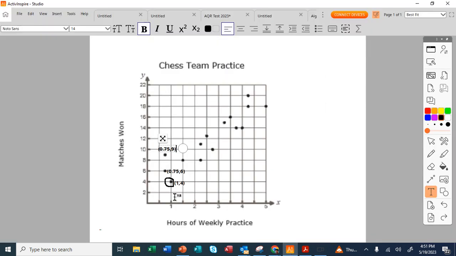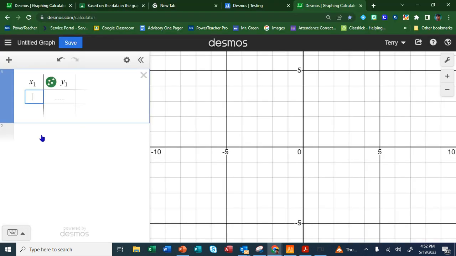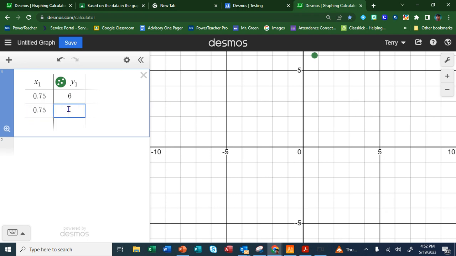I'm going to start with the lowest x first, so I'm going to start with 0.75, 6. It really doesn't matter, to be honest, as long as you get it in there. So 0.75, and we'll pair that with the 6. And then we also have 0.75, and we'll put that with the 9. And then we also had a 1/4. You want to continue like this until you get all the points in Desmos. And I basically have already done that on this screen right here.